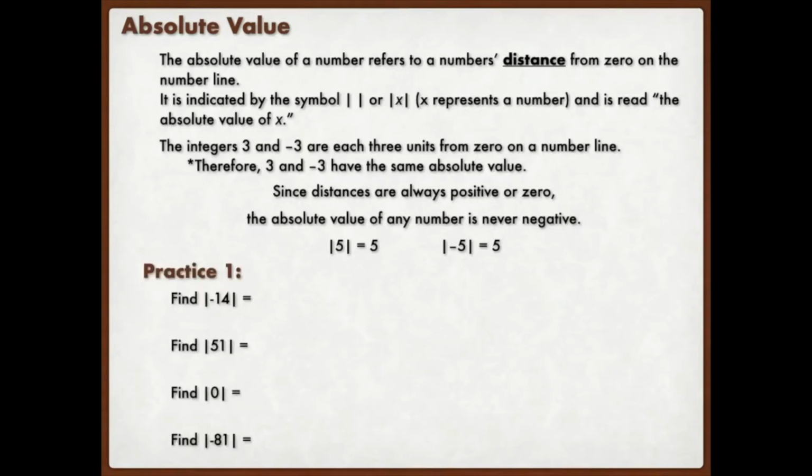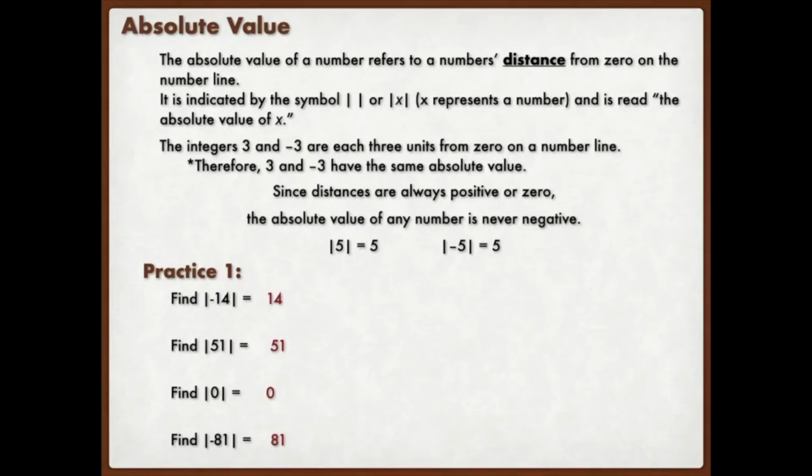So let's go ahead and find the absolute value of these numbers. Remember, if I'm going to write an absolute value, I'm going to put the number, whether it's positive or negative, inside the bars, inside the lines. The absolute value of -14, I want you to go ahead and just try this on your own. Okay, let's see what you got. So absolute value of -14 should be 14. Absolute value of 51 is 51, 0 is 0, and -81 is 81.